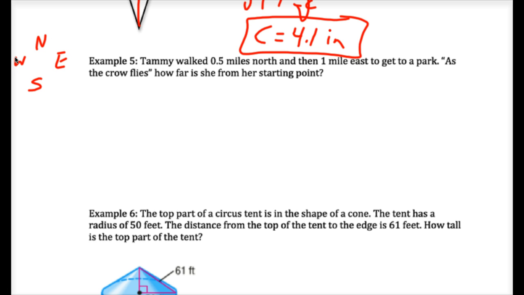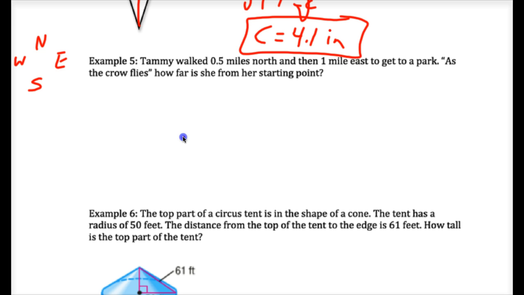But on a piece of paper, the way we would define our directions is north is to the top of the paper, and then east would be to the right, south would be down, west would be left. So, north, east, south, west. Okay, Tammy walked 0.5 miles north and then 1 mile east to get to the park. As the crow flies, how far is she from her starting point? I don't think that's worded real well, but let's try and draw a picture of what Tammy did.